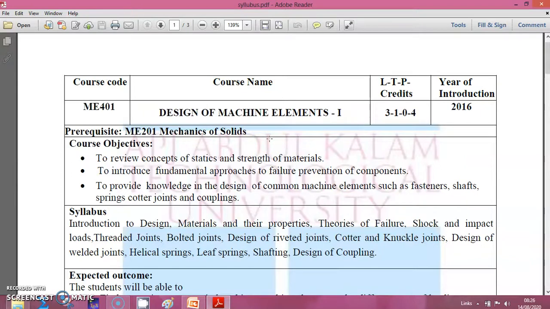And here you can see the course objectives, that is to review concept of statics and strength of materials, to introduce fundamental approaches to failure prevention of components, to provide knowledge in the design of common machine elements such as fasteners, shaft, springs, cotter joints and couplings. So these are the things we are going to see in this subject.